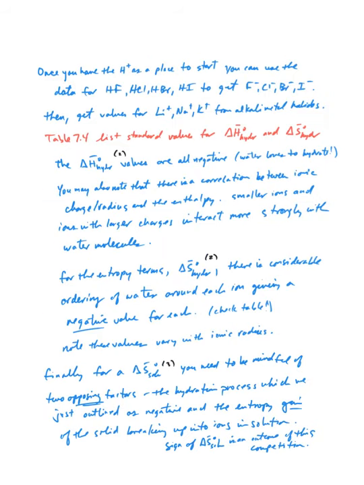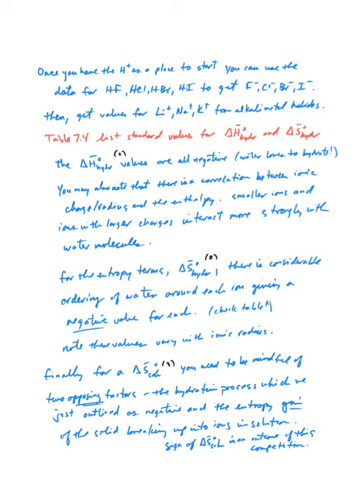So we're going to take those values and then use them as the basis to get other values. And essentially, I give you the plan here. So once you have the proton value as a place to start, you can use data for HF, HCl, HBr, and HI to get the fluoride, chloride, bromide, and iodide values. So again, if you had those molecular data, like the heats of solution, you can get the heat of hydration value, as I'm mentioning here. So then, once you get those, then you can get the values of lithium, sodium, and potassium ions from alkali metal halides. So table 7.4 lists standard values for the delta H of hydration and delta S of hydration.